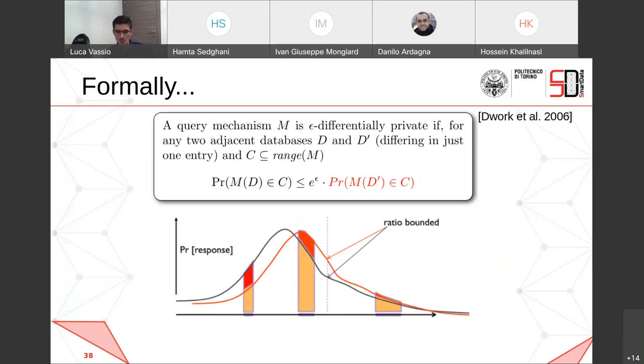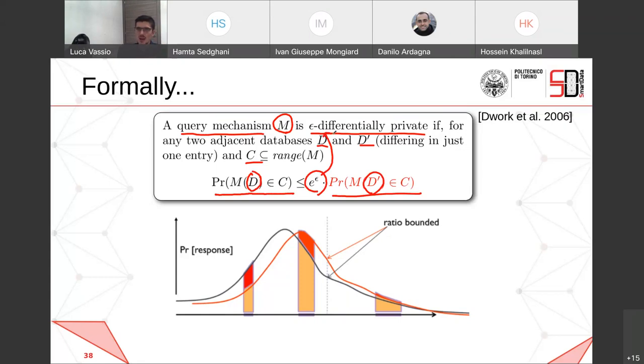Let's see just the formula. We have a query mechanism, so M is operating, answering your query. And we say that this is epsilon differential privacy if we take two databases that are neighboring, so D and D prime, as in the previous slides, and C is just one of the possible outputs, or a range of the possible outputs, of the mechanism. The probability of the output given D is very similar to the probability of the output given D prime, the neighboring dataset. And how are these related? Well, with a constant, e to the power of epsilon. And epsilon is this epsilon differential privacy.